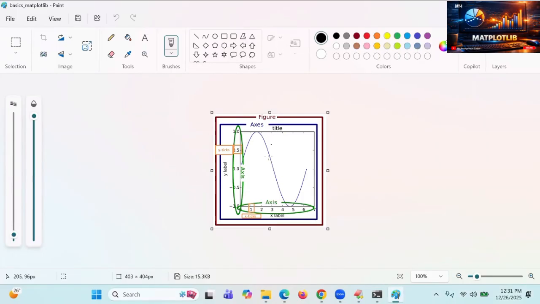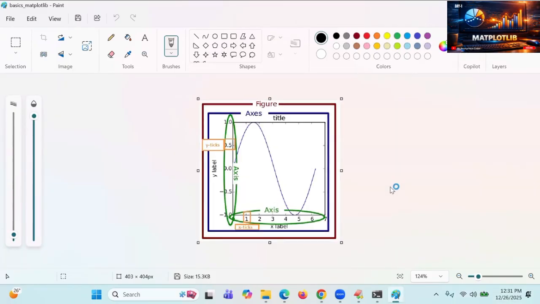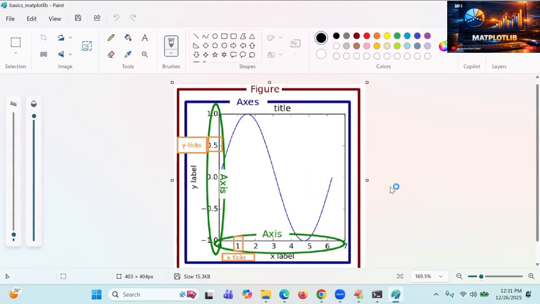Good. Look here. This one is called what? Axis. Already it is named as axis, or not? This is the axis. Axis contains what again? X-axis. Right. What is this? 1, 2, 3, 4, etc. These are X ticks. Are you seeing that? This one is called what? Y ticks. Are you seeing the X ticks and Y ticks?